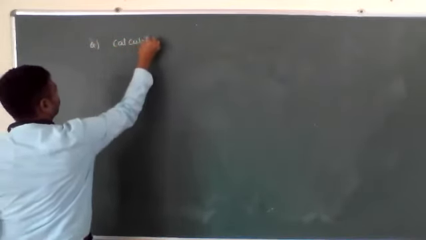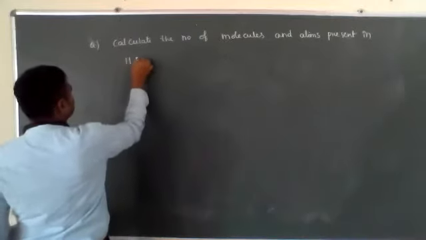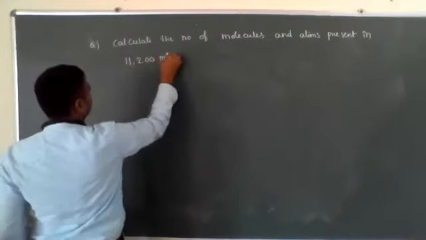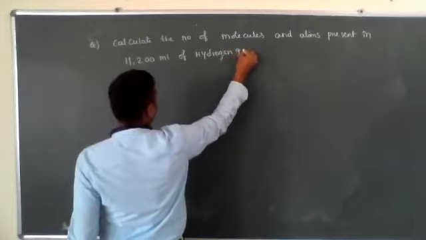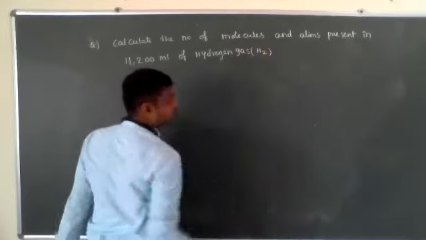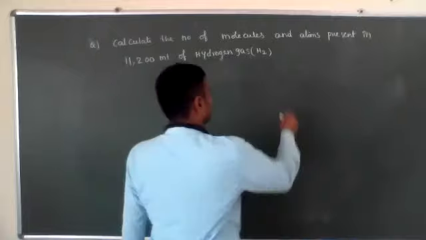Calculate the number of molecules and atoms present in 11,200 ml of hydrogen gas. Hydrogen gas means H2 molecule at STP.